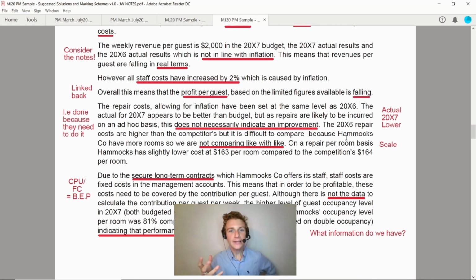So the weekly revenue per guest is $2,000 in the 2007 budget, the 2007 actual results and the 2006 actual results, which are not in line with inflation. So as we touched on earlier, in terms of the actual figures, this means that the revenue per guest is falling in real terms. So in essence, what that means is that we haven't accounted for inflation going up by 2%. So go back to the question analysis, check them off to see what we're doing in terms of have we accounted for it, like I said.